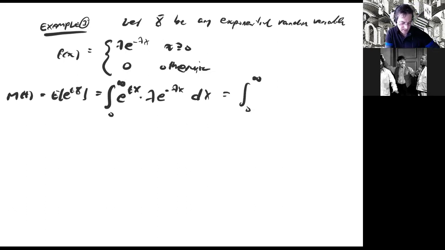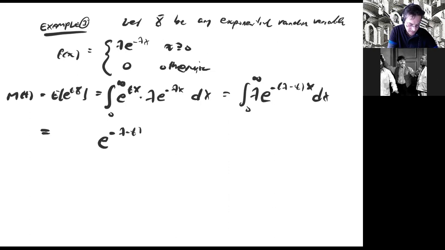Now we can rewrite this. This is the integral from zero to infinity of lambda e to the minus (lambda minus t) x, and it's convenient to write it in this way. We'll see why down the road. dx. Okay, so now how do you integrate this? You stare at it and you realize that we can guess the antiderivative. The antiderivative should have something to do with e to the minus (lambda minus t) x. But we have to put in a fudge factor. There should be a lambda here. And the fudge factor is 1 over minus (lambda minus t). And here we're integrating from x equals 0 to x equals infinity.